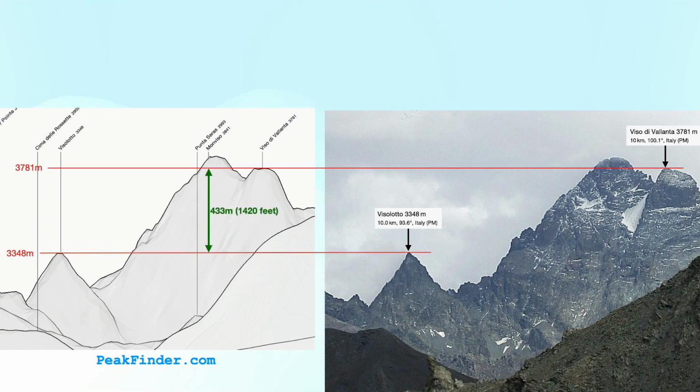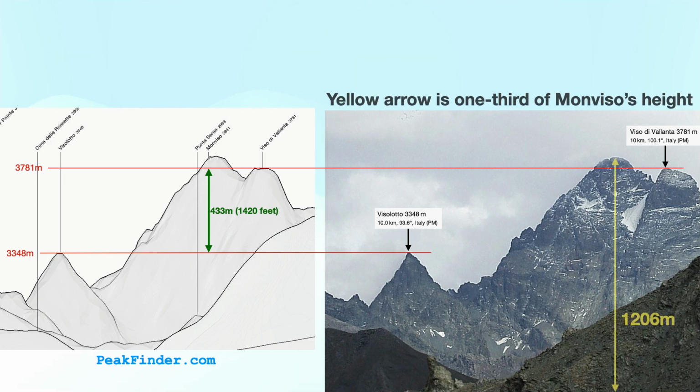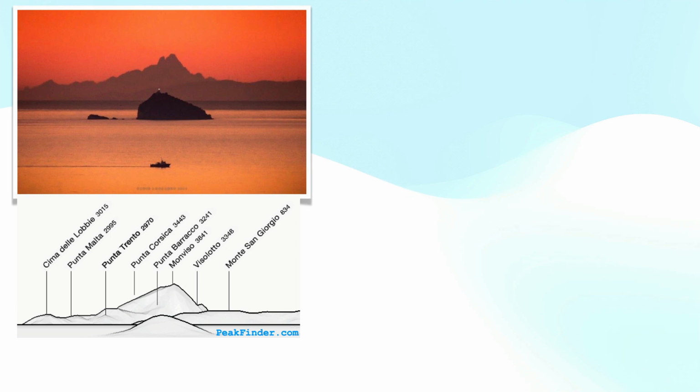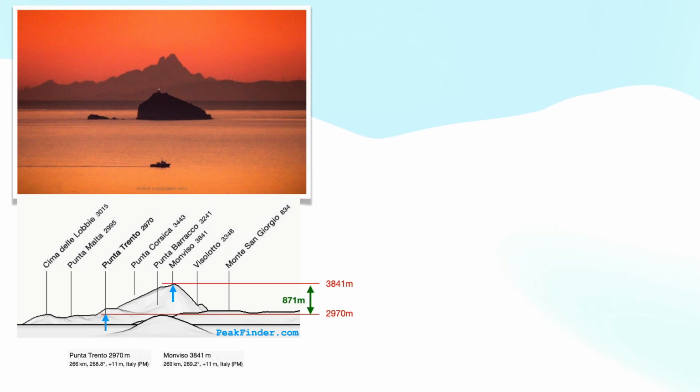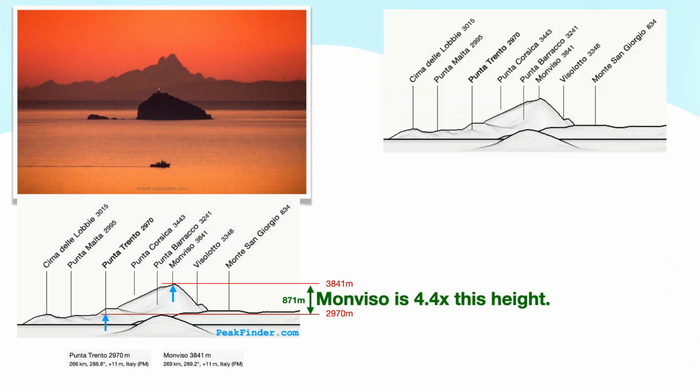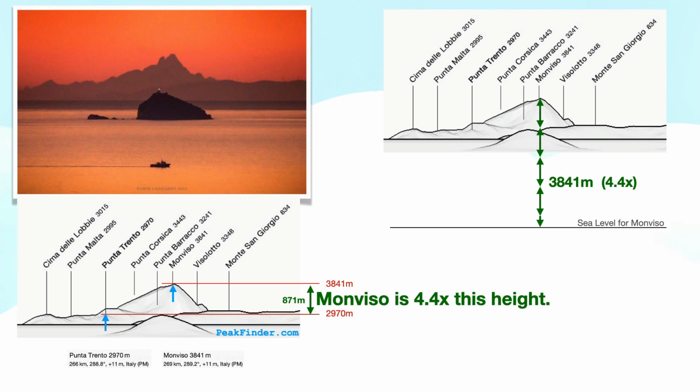Knowing the difference in height allows us to estimate the height above the mountains in this image, and it turns out we can see only 1/3 of it here. Returning to the original photo, and again using Peak Finder, we can do a similar analysis, giving us another meter stick, which is a fraction of Monviso's height, which is 4.4 times greater. Starting with the Peak Finder image, we can use 4.4 multiples of the meter stick to estimate where sea level is on the actual mountain.